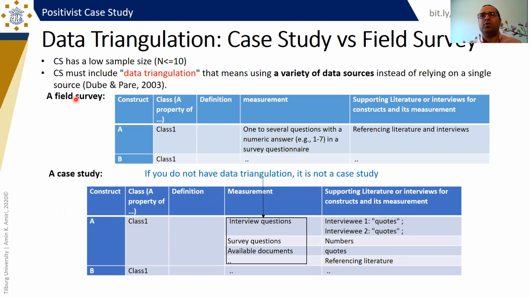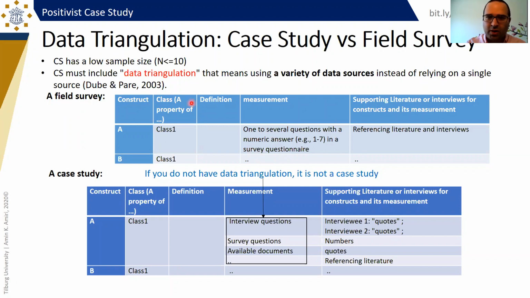I see students who just have their respondents fill out a questionnaire, and they have only 2 or 3 cases, and then they say, okay, we have a case study. This is not a case study. Even if you talk to interviewees, that doesn't mean it's a case study. You need to use data triangulation. That means use a variety of data sources to gather data, not just the questionnaire that you see in a field survey.